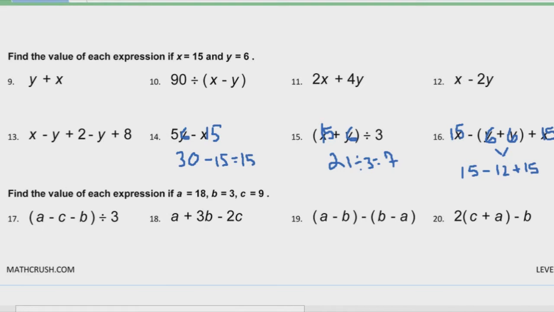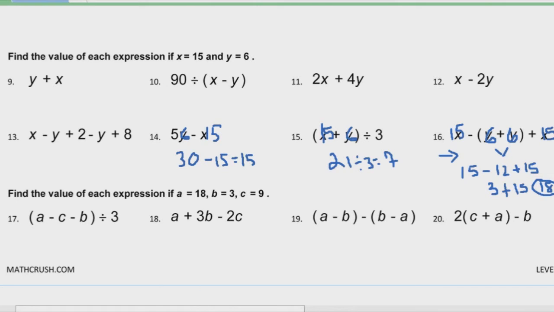They're related. They're a family. So you have to work from left to right when you've got subtraction and addition together. So you do 15 minus 12 first, which is 3, plus 15, which gives you 18. All right? Check your answers.